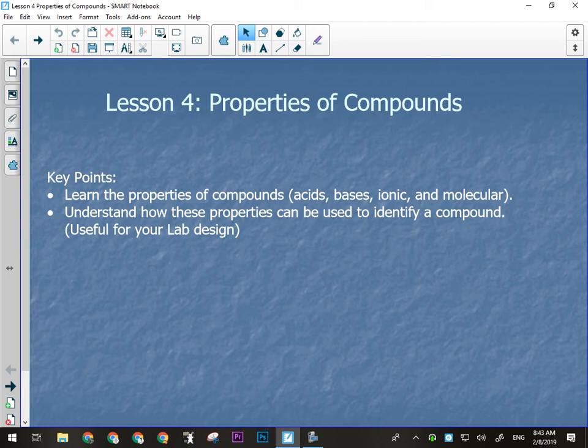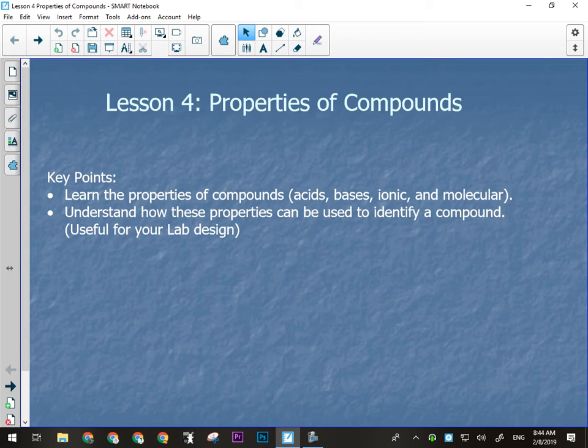I will give you a list of the identities. You will have to figure out, is A water, is B salt, is C sugar, that kind of stuff. And you'll have to do that using just their physical properties. So we're going to look at what are some of the physical properties of ionic compounds, molecular compounds, and things like that, and that'll allow us to do the identification process on Thursday of next week. Everybody kind of with me there?